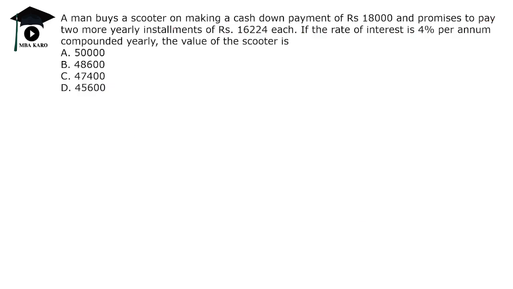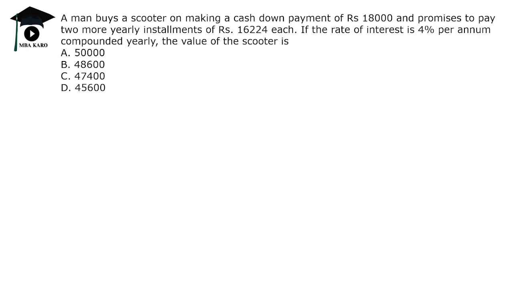A man buys a scooter on making a cash down payment of rupees 18,000 and promises to pay two more yearly installments of rupees 16,224 each. If the rate of interest is 4% per annum compounded yearly, the value of the scooter is.